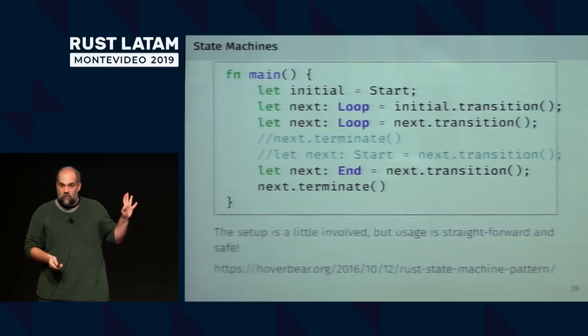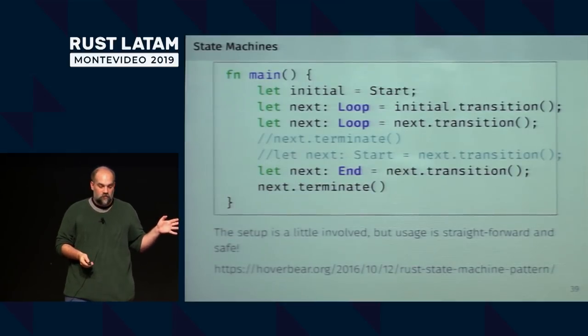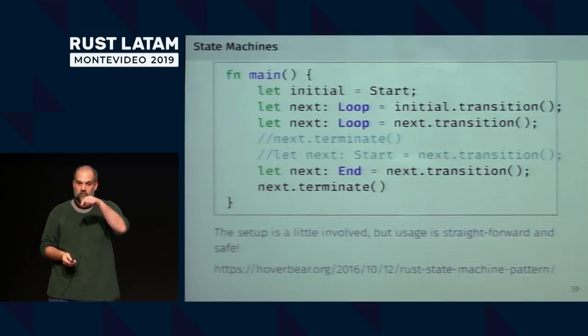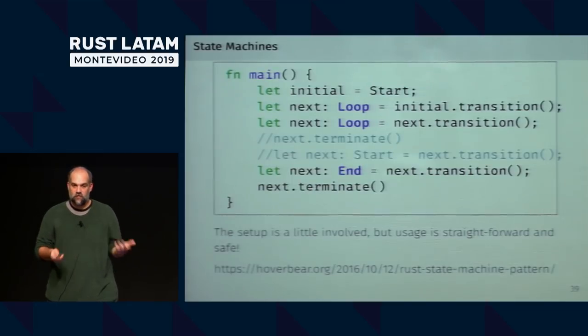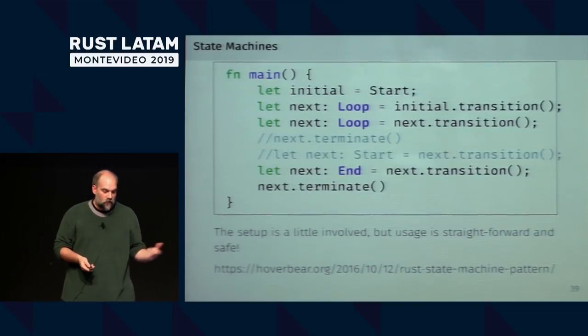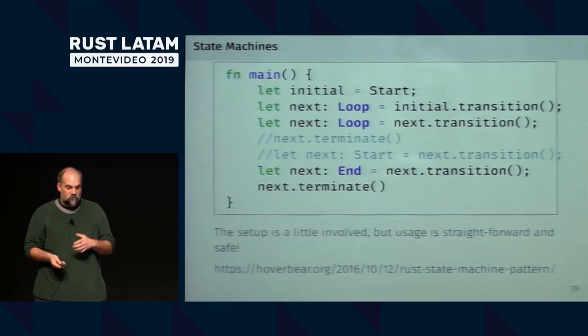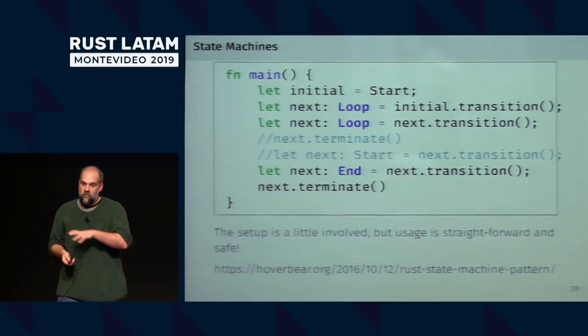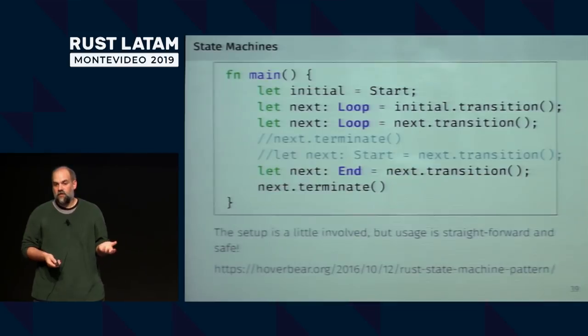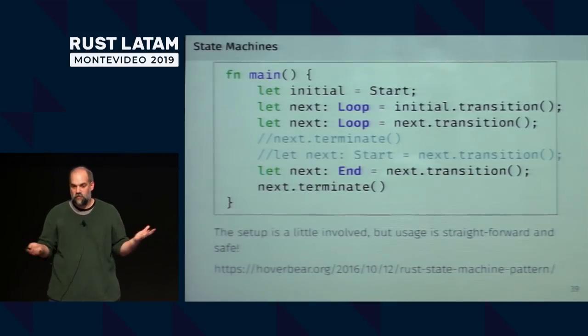The two comments in the middle, those wouldn't compile. So if I would try to terminate while I'm still in the loop state, that doesn't work because loop doesn't implement terminate. And if I would try to transition from the loop state again to start, that doesn't work. That's just not defined.